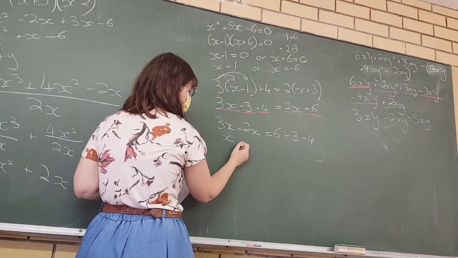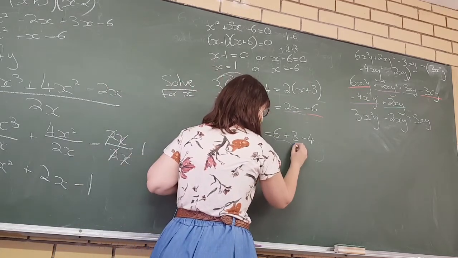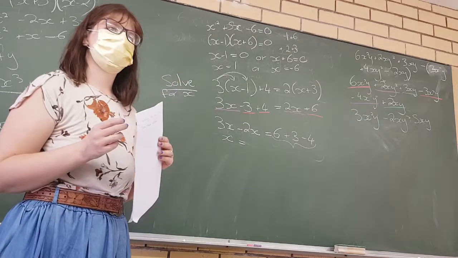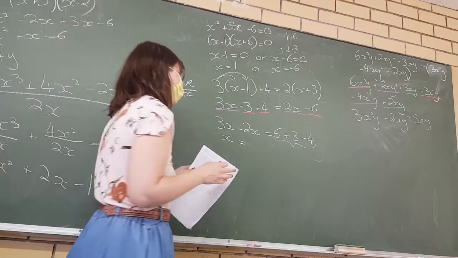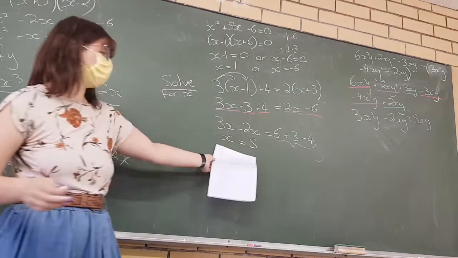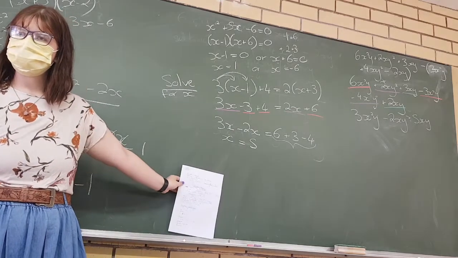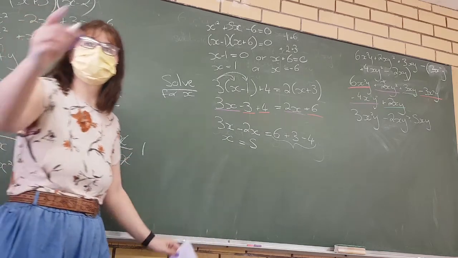So I'm left with x is equal to, what happens if I add that together? What do I get? 5. Okay, that's a bit better. 5. There's my answer. Do you see? I have x is equal to 5. I've now solved it. Okay, you guys happy? Yeah.